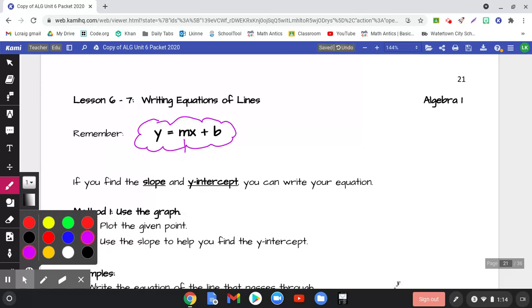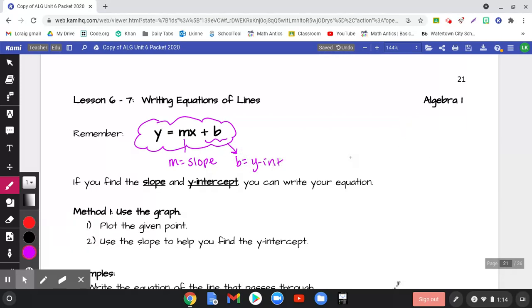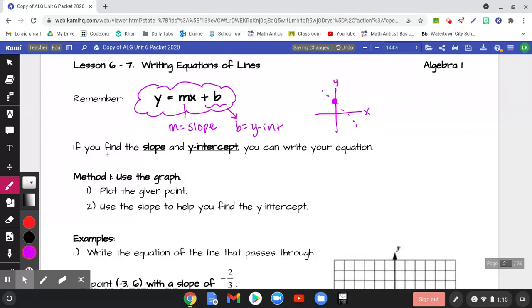Remember the m, the number with x, is your slope. And the b, the number by itself, is your y-intercept, which is where it crosses the y-axis. So if we're looking at a graph, it would be wherever your graph is hitting that y-axis. All right, so if you find the slope and y-intercept, you can write an equation. Those are the only two things that you need.